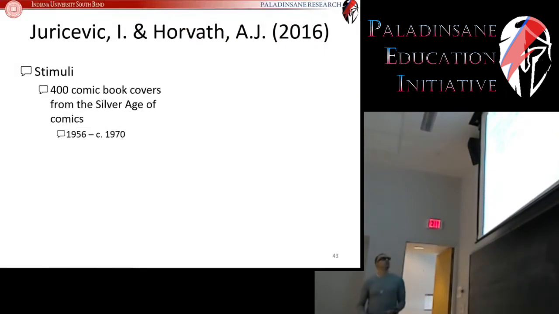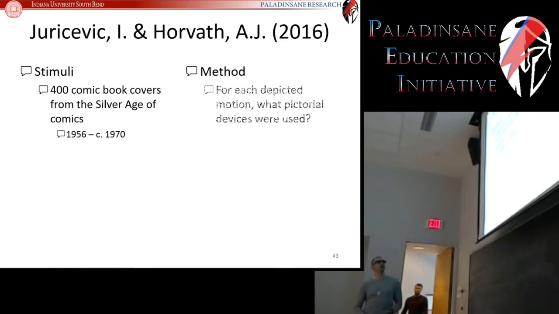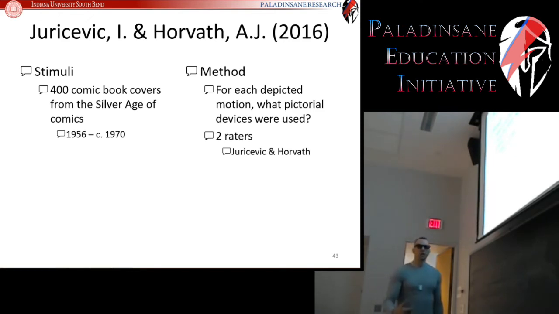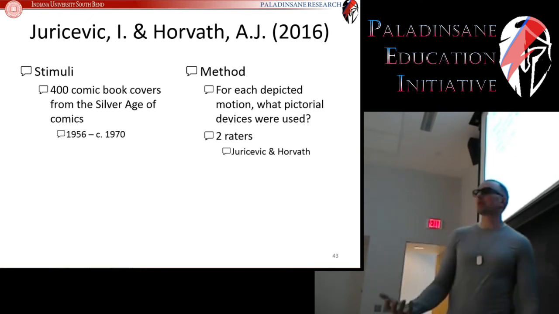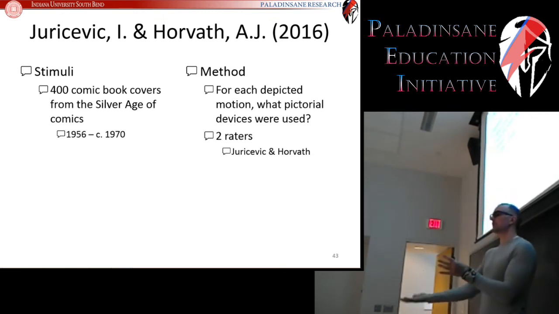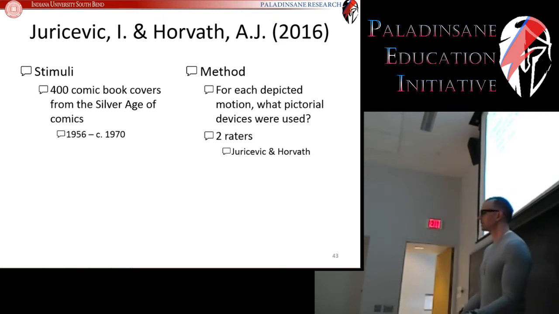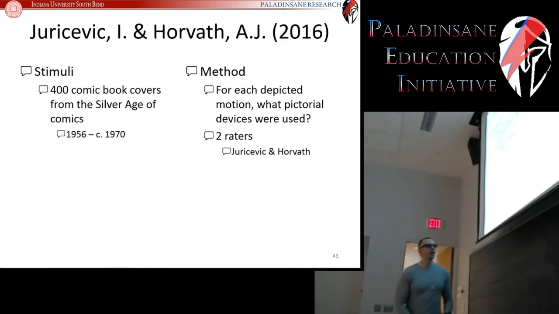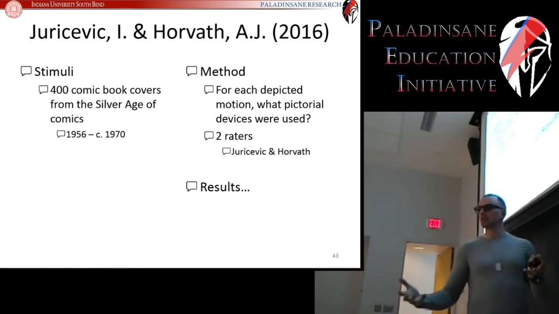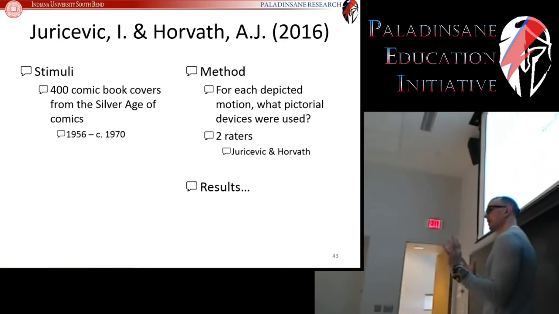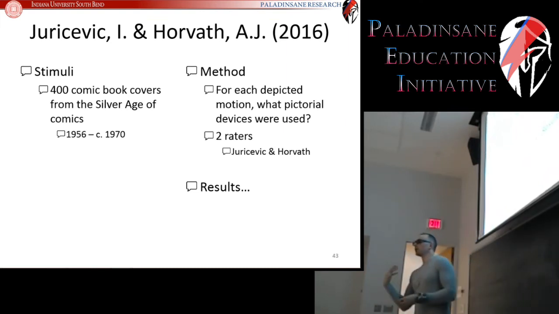All right, so we went back to our stimuli, and for each depicted motion, for each instance of running, we coded what the pictorial devices were. We both rated these so that we could see what our agreement was. Our inter-rater reliability, as they call it, was pretty high, and that was gratifying. And then what we found, again, we coded this in terms of how many metaphorical devices, how many literal devices were used, and how often those combinations occurred.